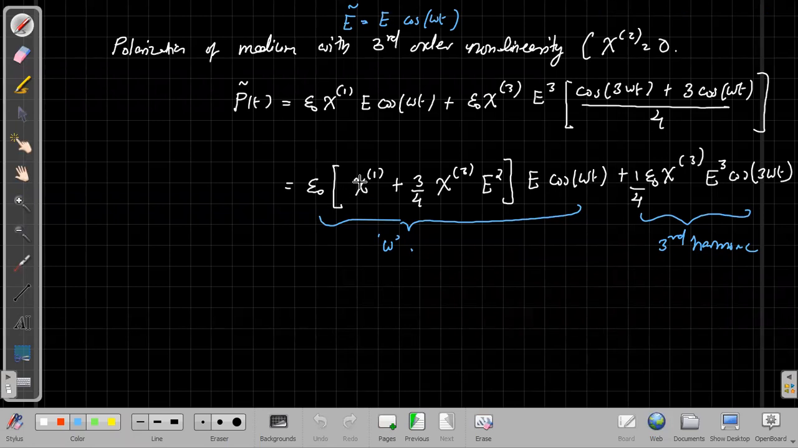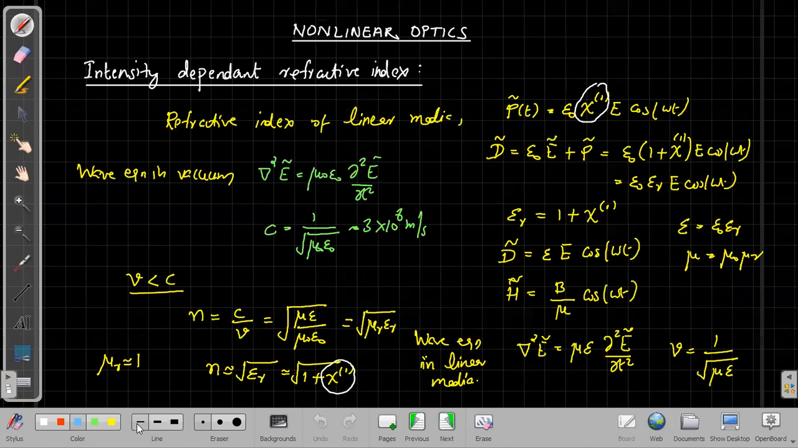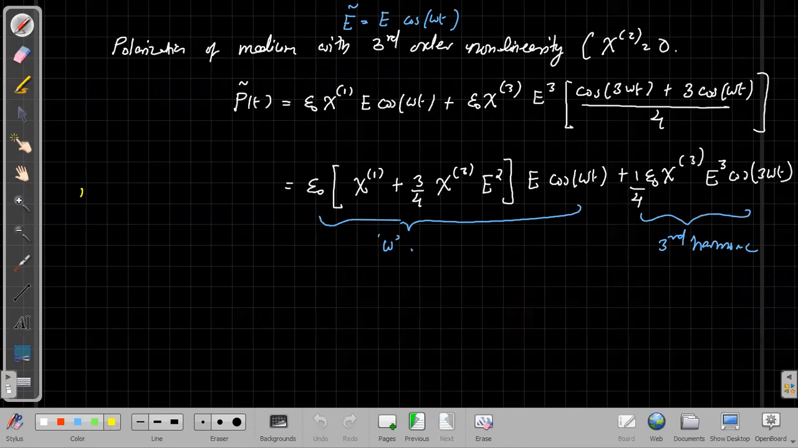Now this chi1 is related to the linear refractive index. For the time being, I am denoting it by the symbol NL. So in the previous page, the n which has come over here, I can put as NL, the linear refractive index. So NL we can write as square root of 1 plus chi1. Now this refractive index which comes through this susceptibility would be nonlinear.